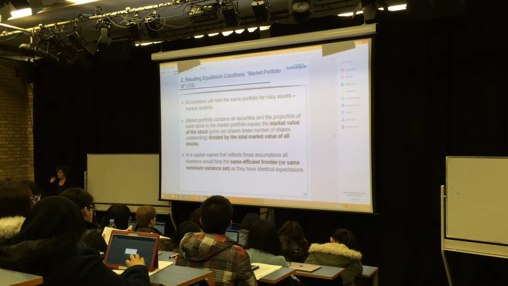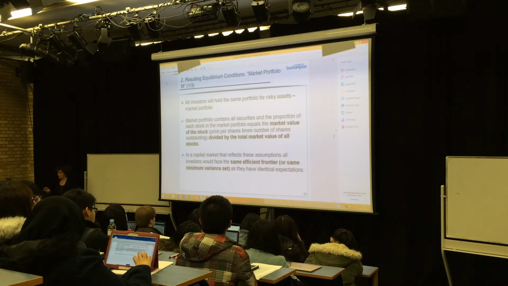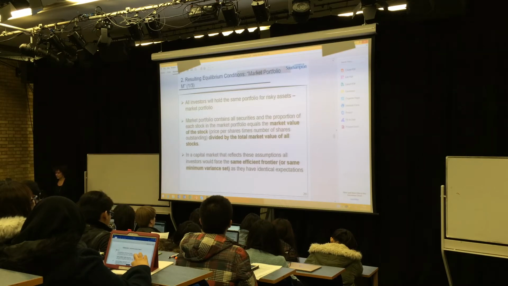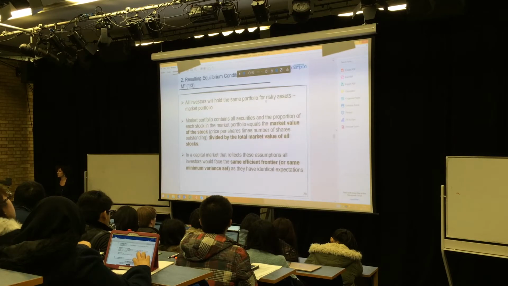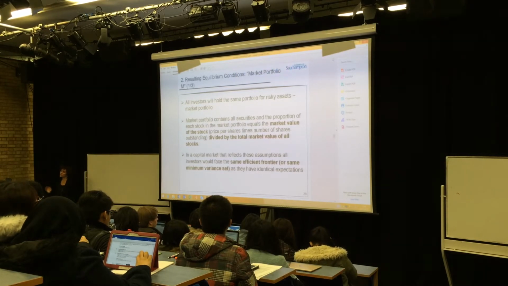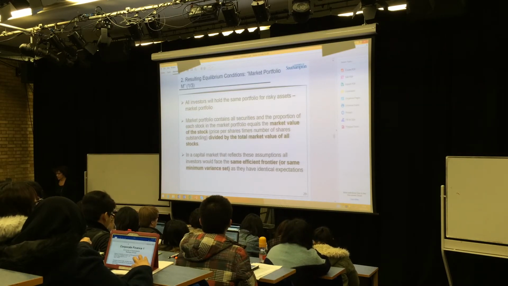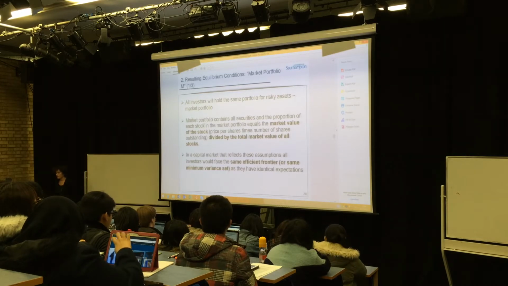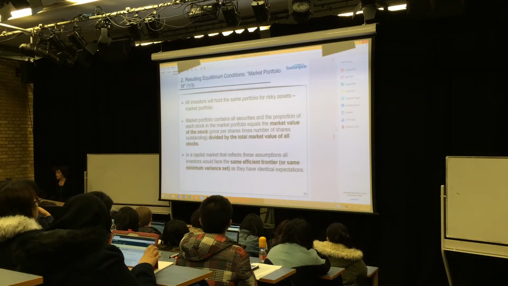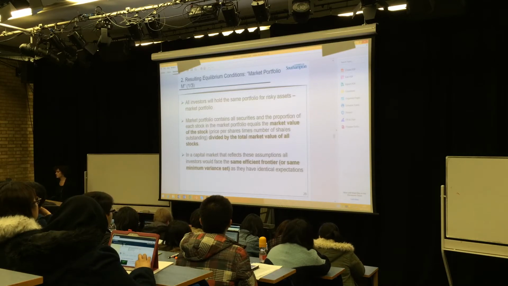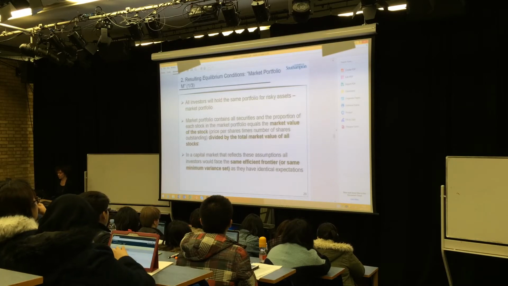So the idea is that all investors hold the same portfolio of risky assets. This portfolio of risky assets is the market portfolio, given the same homogeneous expectations. The market portfolio includes all the securities, and the proportion of each stock in the market portfolio equals the market value of each stock divided by the total market value of all the stocks.